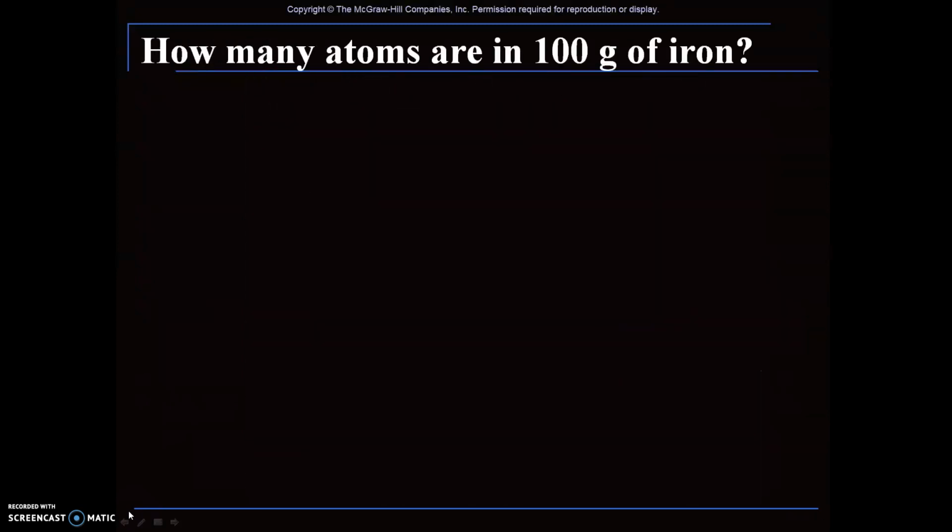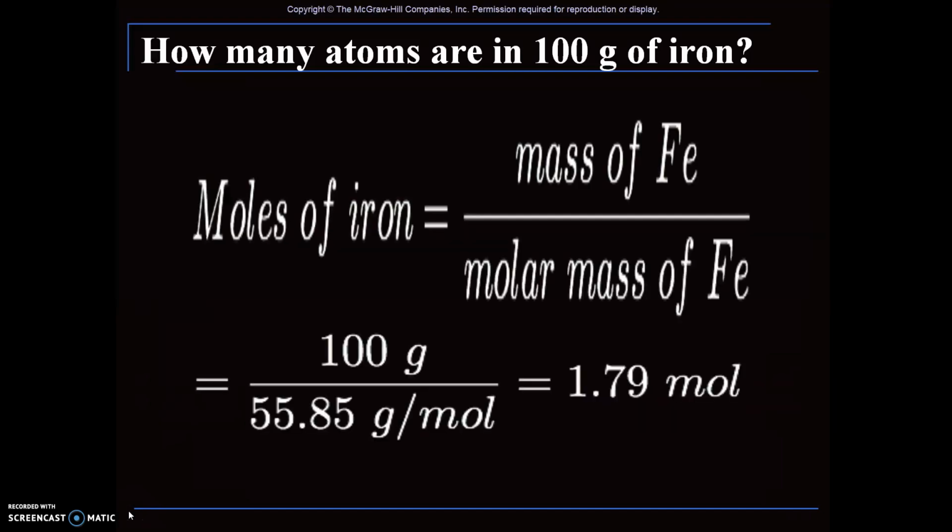How many atoms are there in 100 grams of iron? I want to show you how you are going to get the number of atoms in any given quantity of any material. So this is an example. How many atoms are there in 100 grams of iron? First we need to find out how many moles that is, because we already know that 1 mole of iron will have 6.02 times 10 to the power 23 atoms. But we don't know how many grams that is. So first we need to find out how many grams that is.